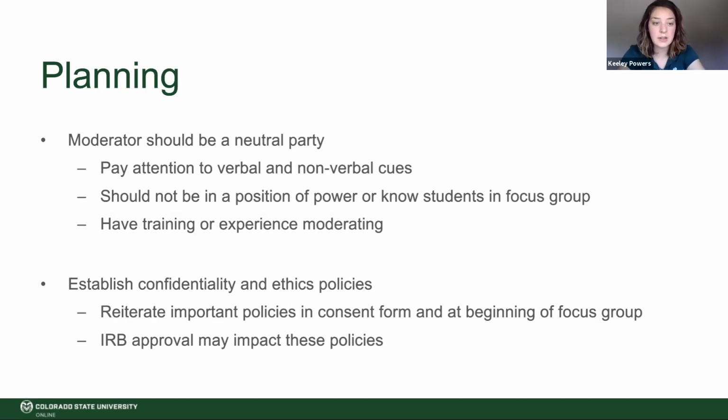As far as ethics and confidentiality go, we are sure to address that very thoroughly in the consent form that we send out. But we also like to reiterate the policies at the beginning of our focus groups. We want to make sure that we can get the most honest feedback that we can. And so it's important for the participants to know that any video or audio recordings will be deleted as soon as the transcription's done, so that their words can't be tied back to them.